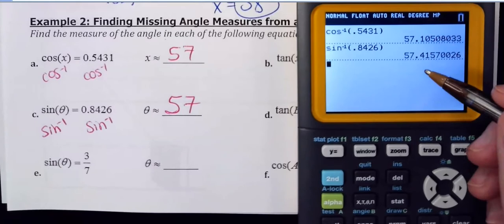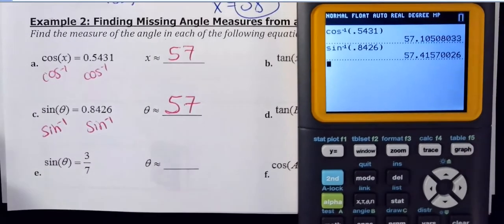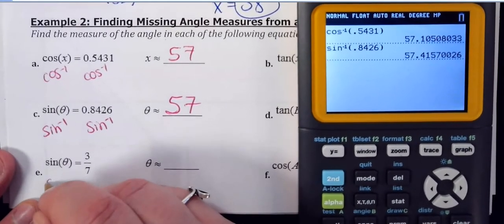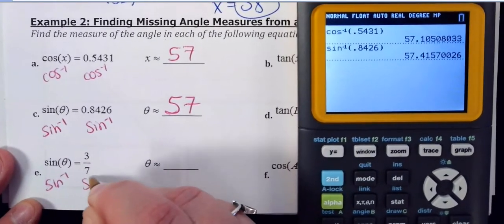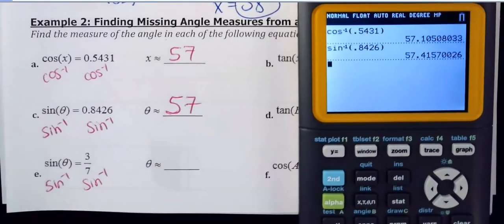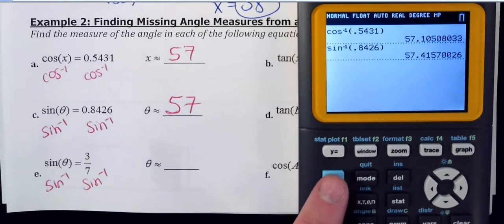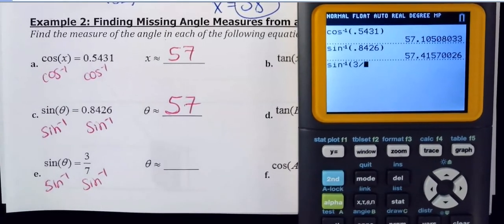The 4 is not big enough to round that up. This one, sine again, I'm going to do inverse sine here. So this is a fraction. This is a little bit more similar to the problems we were just doing. So just second sine, do 3 divided by 7.